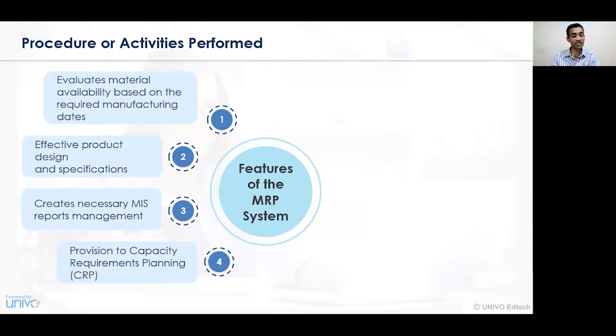So CRP, that is capacity requirement planning, focuses on how those activities can be performed, in the short run as well as in the long run, and how those activities can be made available for the availability of material, goods, services, and so on.